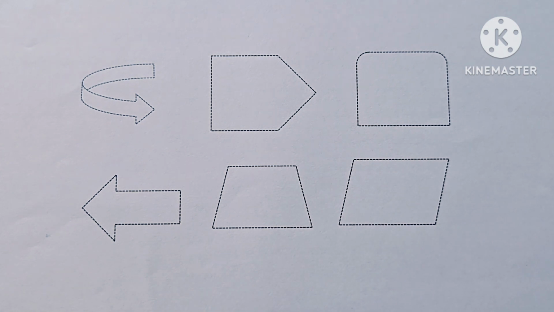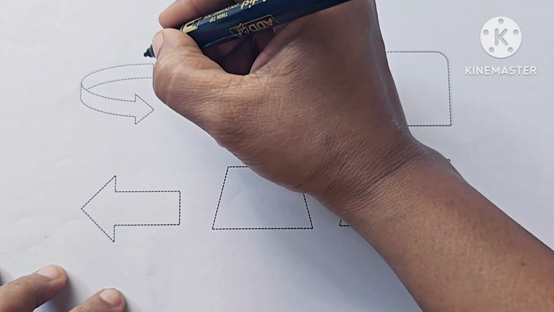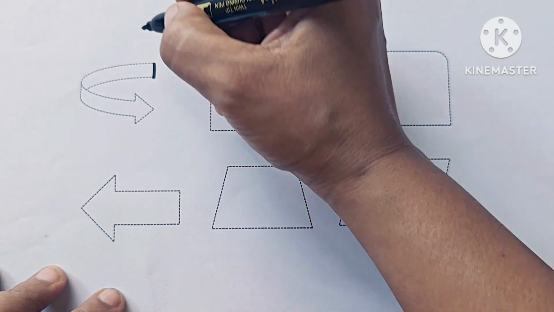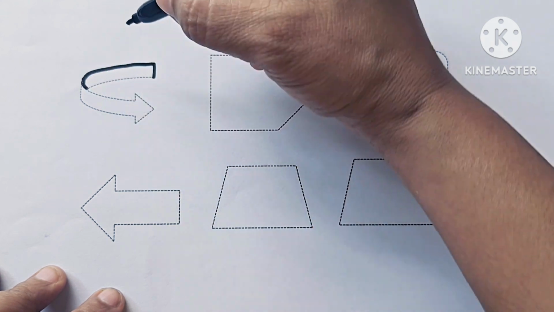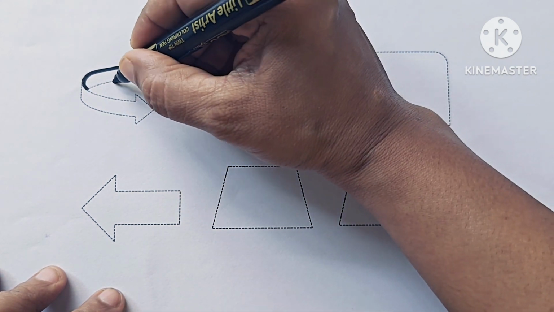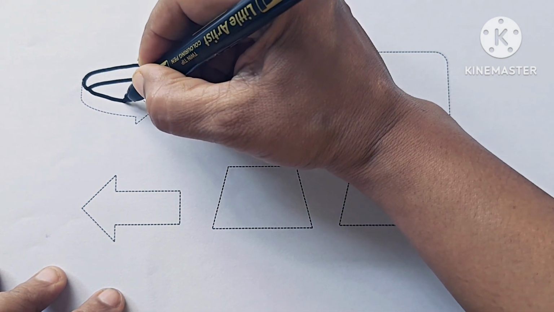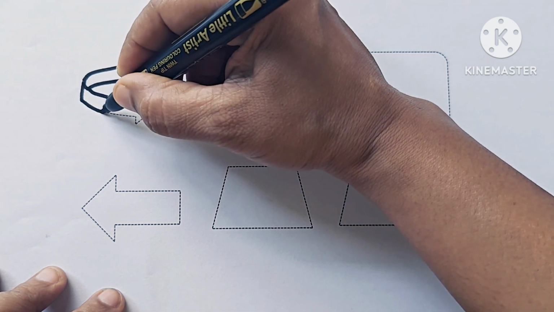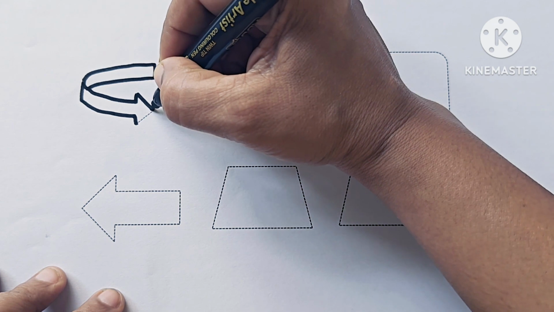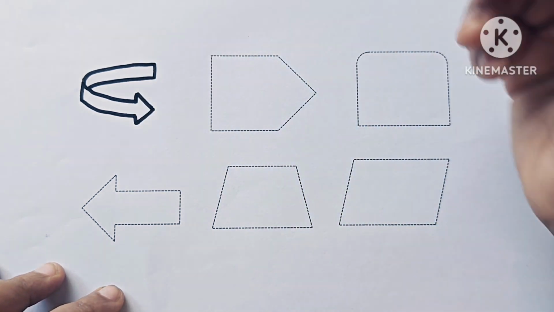Let us draw shapes and symbols. This is curved right arrow. This arrow is having right direction. So it is curved right arrow.